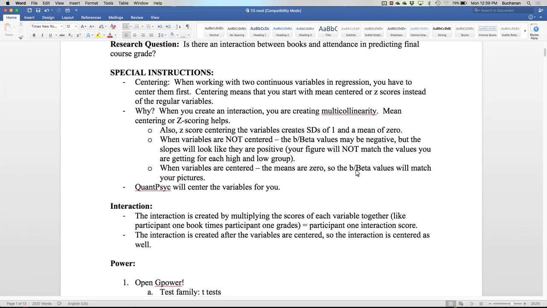I finally decided I like mean centering better because then the B values are at least in the original scale of the data. But either one's perfectly acceptable. Okay. And so it's essentially the choice between B and beta. Just like in a regular regression, you have a choice between B and beta. So if you want B, mean center. Or if you want beta, z-score.